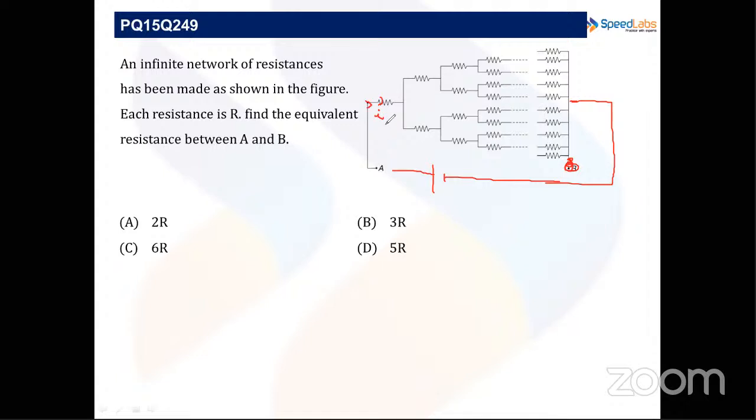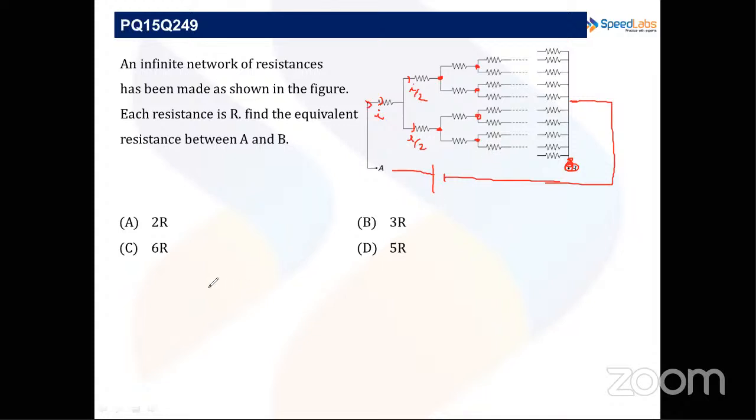Let me do it. So basically current will be split symmetrically, right? I by 2, and then further the same thing will happen. So can I say this point and this point are equipotential? Again, this point, this point, this point, and this point all are having the same potential.